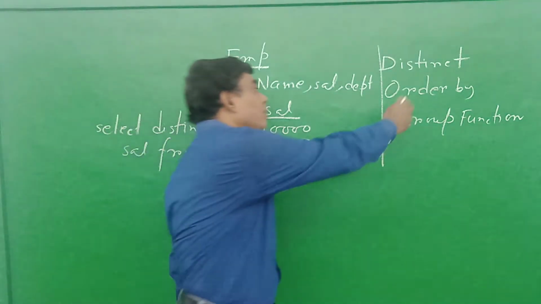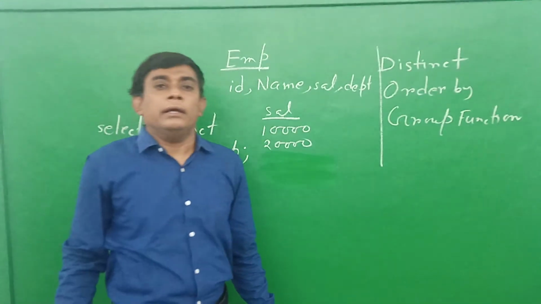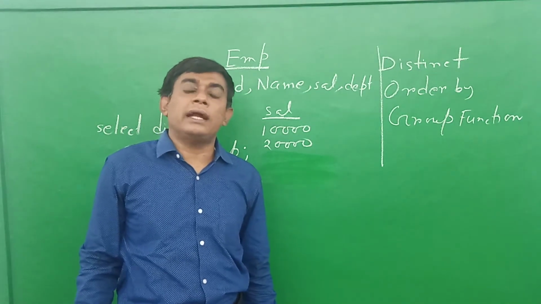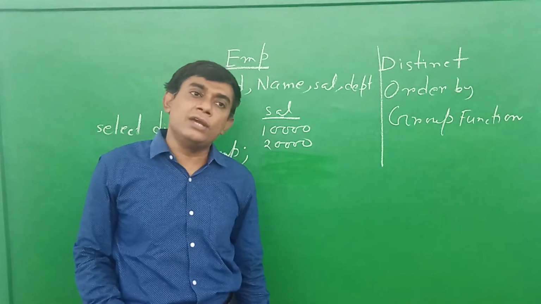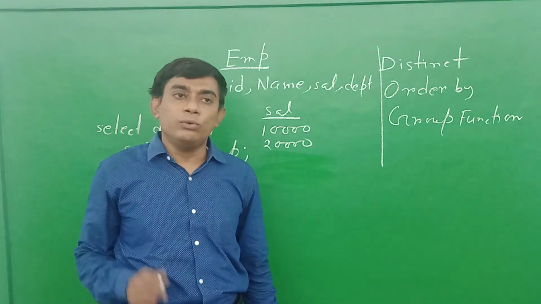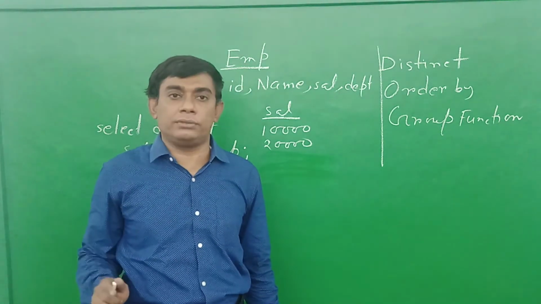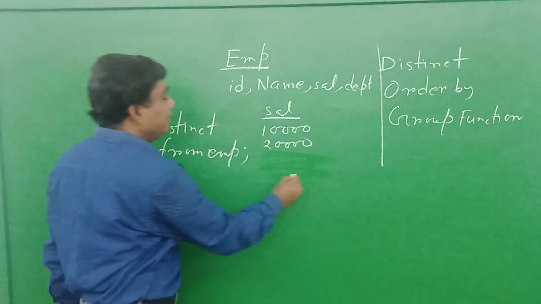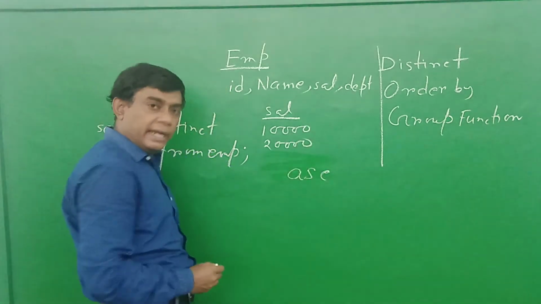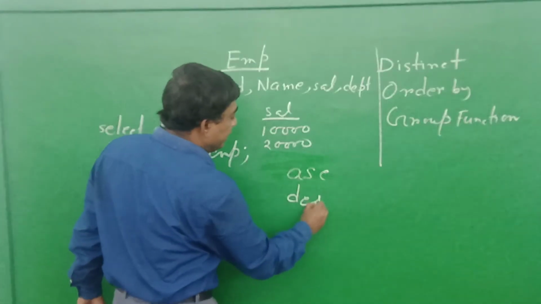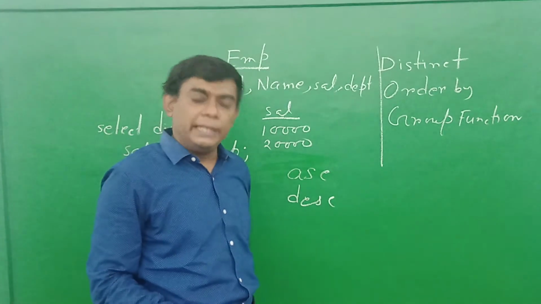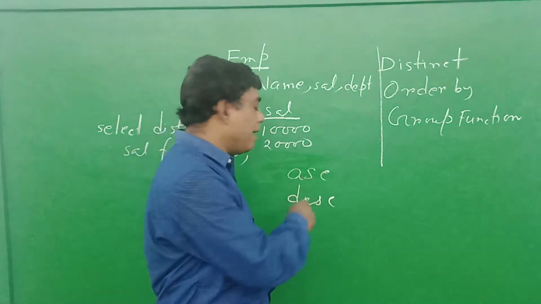Next topic is order by clause. What is order by clause? If you want to arrange the data either in ascending or descending order, then we use order by clause. For ascending, we use ASC, and for descending, we use DESC. And if you do not mention anything, by default, it becomes ascending.